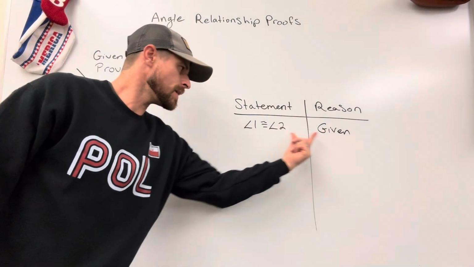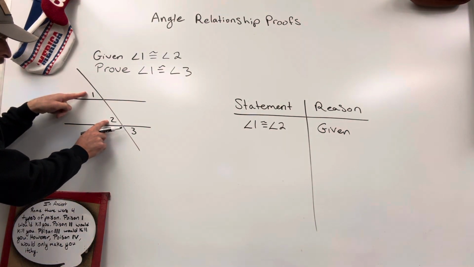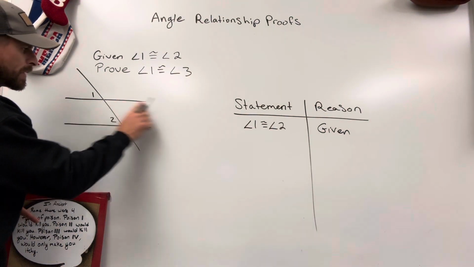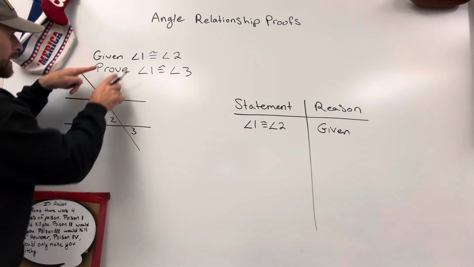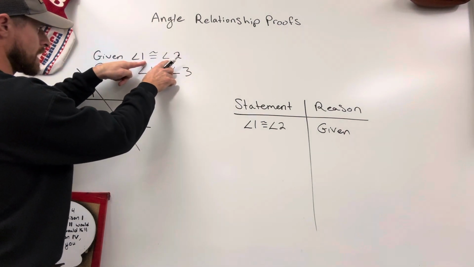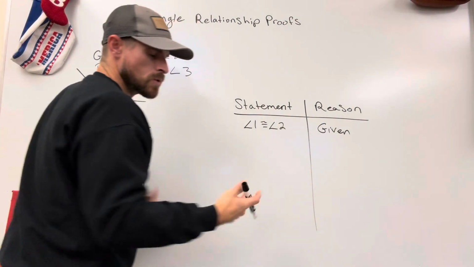Since we were given this knowledge, we don't look at those and know that for a fact. Nothing tells me that these lines are parallel. I can't confirm that 1 and 2 are the same unless someone tells me they're the same. So since this was given to us, we write it down. Our reason is we were told.